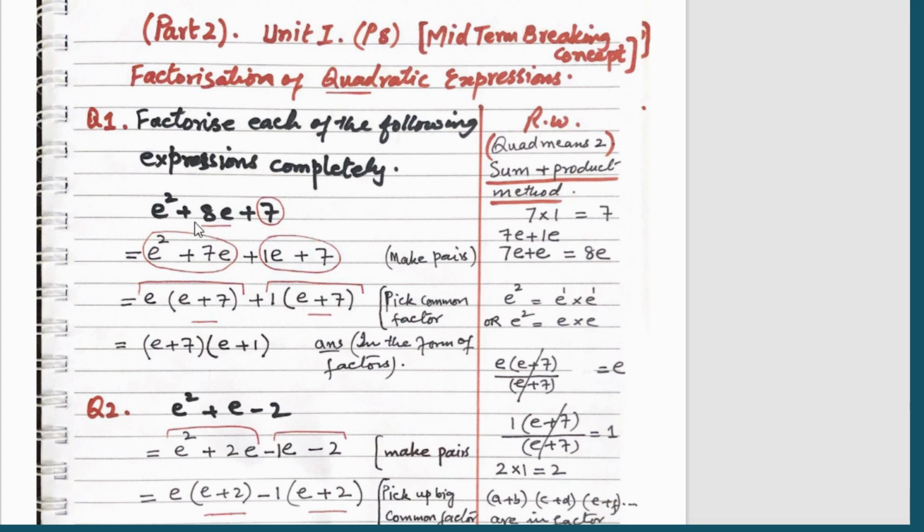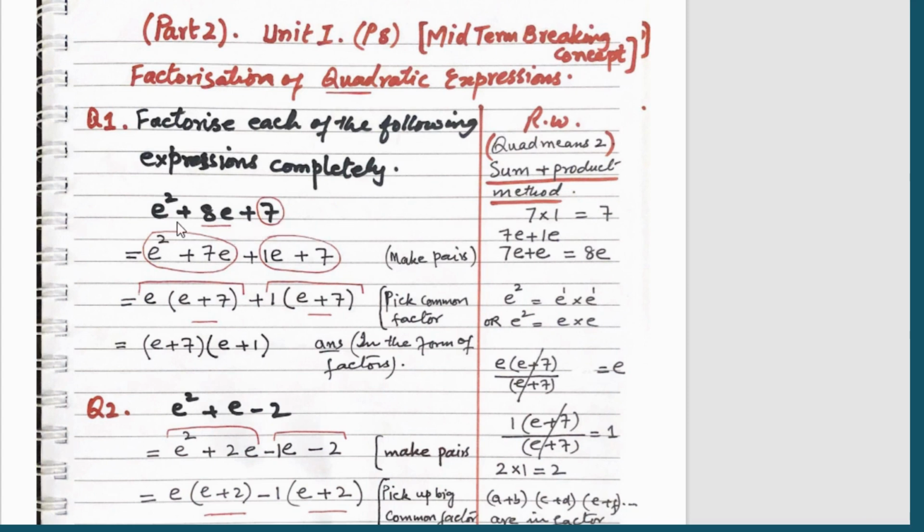For factorization of such terms, we break the midterm. And to break the midterm, we use a rule, the sum and product method. You won't get this method in the books, but you can take help from this method all the time and throughout life. This is a very important method and you will never forget it once you get it. Sum and product method. What do you mean by sum and product? Okay, fine. Now I'm going to explain it.